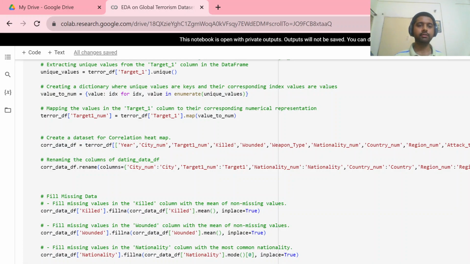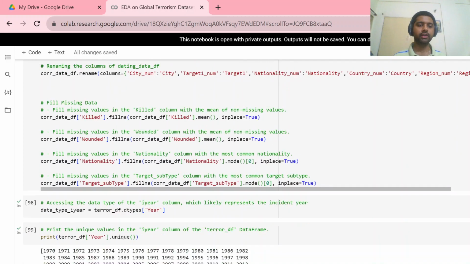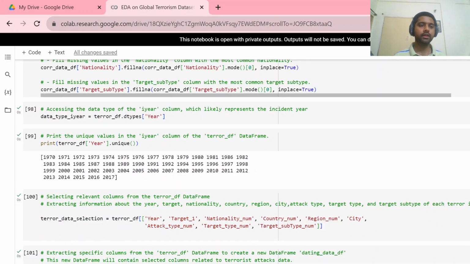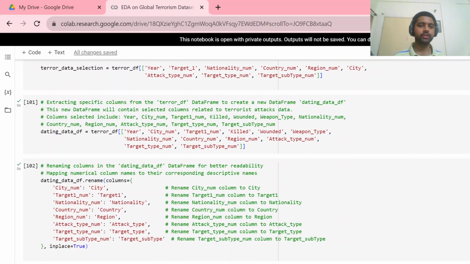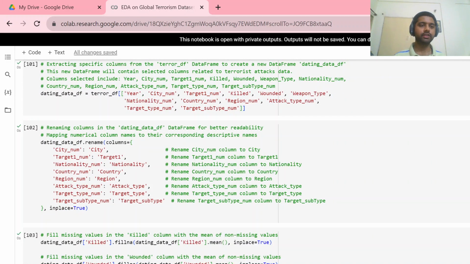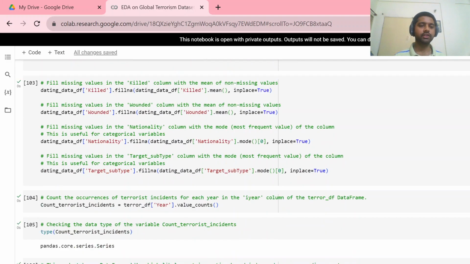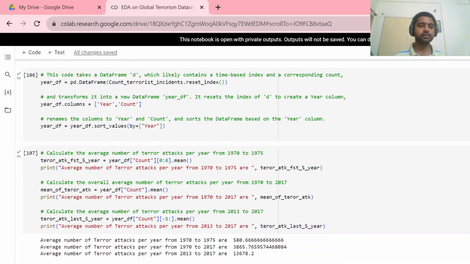So we do the mapping of it, converting the unique values into numerical form, coding the categorical form. Here we fill the null values: the number of people killed with the mean, the number of wounded people with the mean, and nationality and target subtype with the mode. Here we do some more data wrangling. We prepared some of our data to use further in exploratory data analysis.